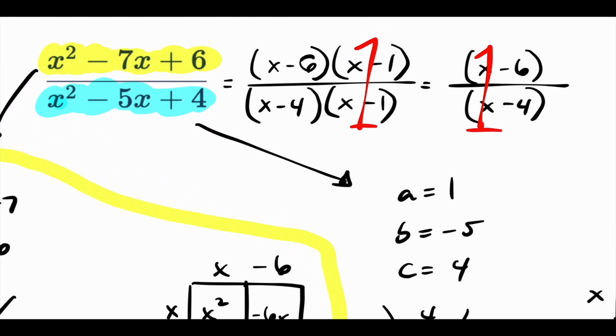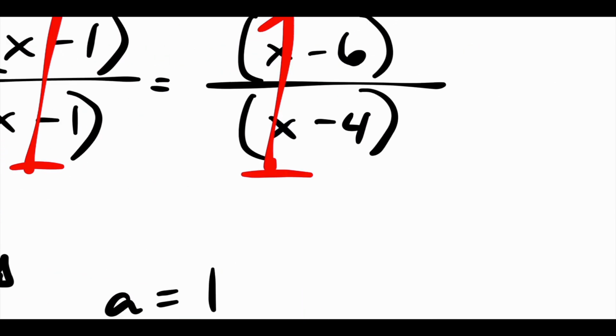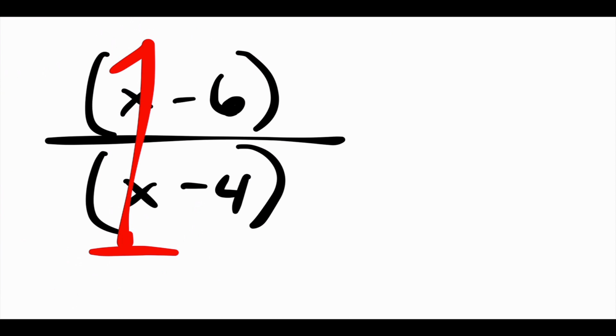So can I also get rid of the x's to make negative 6 over negative 4? The answer is no, not if you want to get the question right. I can't do this part here. Why not? Because I can't cancel out one term if they're binomials. Binomials mean they go together. X minus 6 goes together. X minus 4 goes together. I can't pick and choose from there.